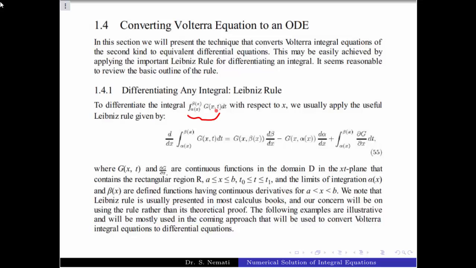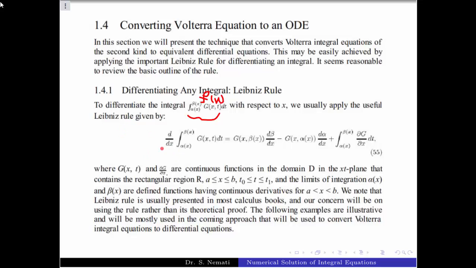The outcome of this integral is a function of the variable x. So we have a function of x. We can denote it by the function f, and this function is in terms of the variable x. So we have a function of x which is given by a formula of integration, and we want to take derivative of this formula. For taking derivative, we apply the useful Leibniz rule.